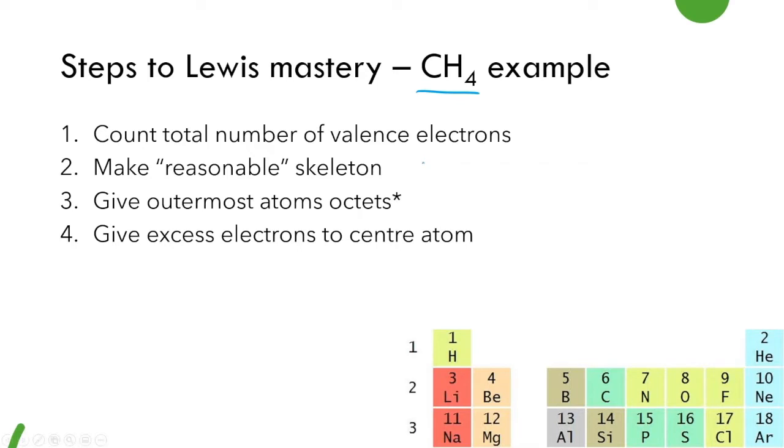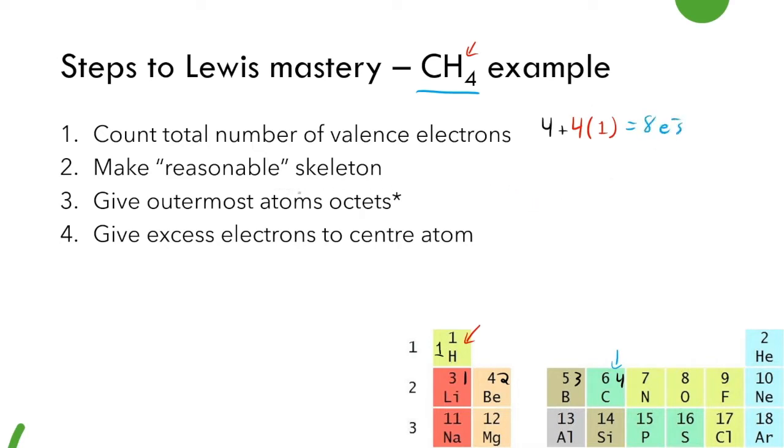The first step is to count the total number of valence electrons. So for carbon, we find carbon on the periodic table and count its valence electrons: 1, 2, 3, 4. Okay, so we have 4 plus, for the hydrogen, there are 4 hydrogens, and each hydrogen has only 1 electron. So we come out with a total of 8 electrons here.